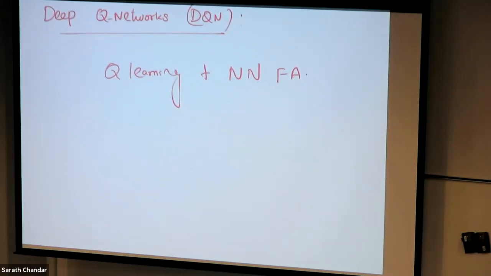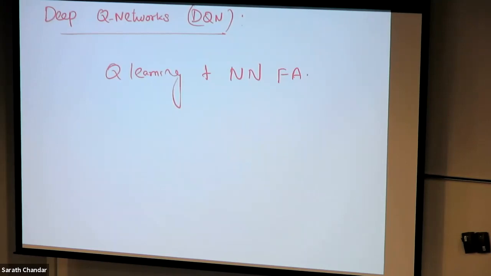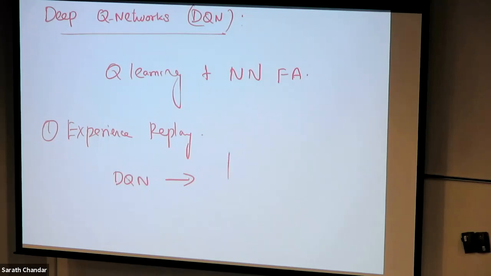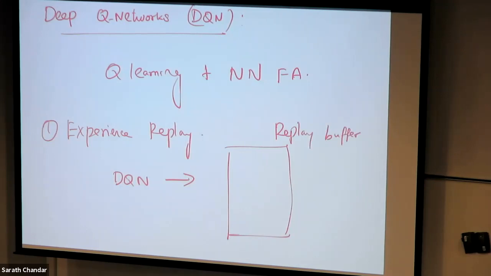There are two major tricks used in deep Q learning, which is different from the usual neural network function approximation for Q learning, okay? The first trick is the idea of using experience replay. Now, what is experience replay? In the case of DQN, the agent is going to store all the historical transitions in a buffer. We are going to call this the replay buffer. A transition is basically state, action, reward, next state. So you store all the transitions that you have seen so far in this replay buffer.